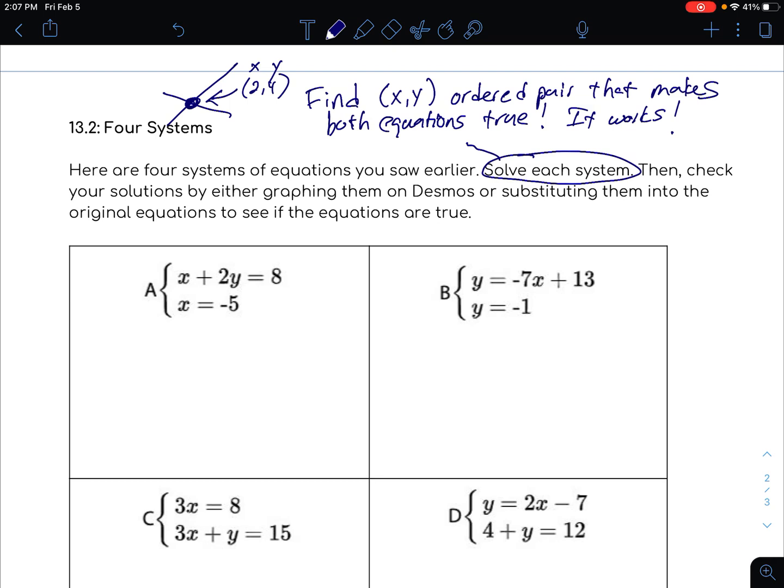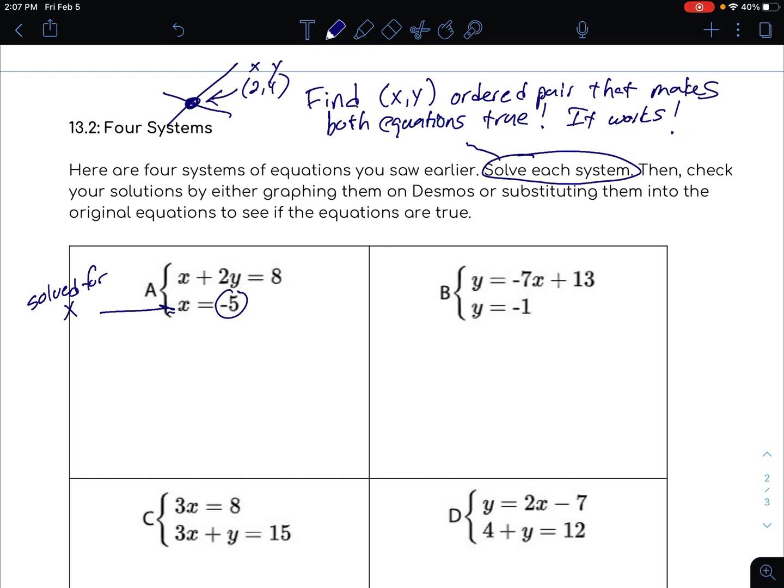But what if we don't have a graph? Well, we can use an algebraic method called substitution. And substitution works when we have one of the equations already solved for x or solved for y. So notice in this first example that this second equation is already solved for x. All right, we know x is equal to -5. And so the question is, then what is the y?